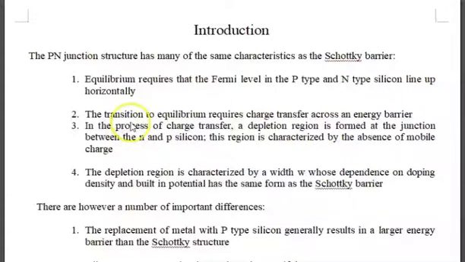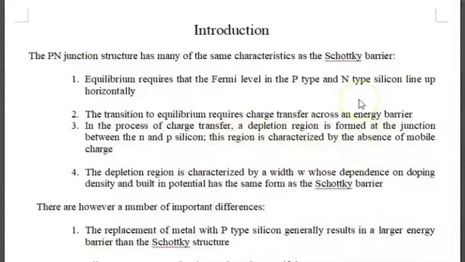So the transition to equilibrium, I'm saying transition here, is when we put the two materials together. First they're separated, and we bring them together, and that transition from separation to, for want of a better word, togetherness, intimate contact perhaps being a better word, requires charge transfer, and the charge transfer requires that a depletion region is formed.